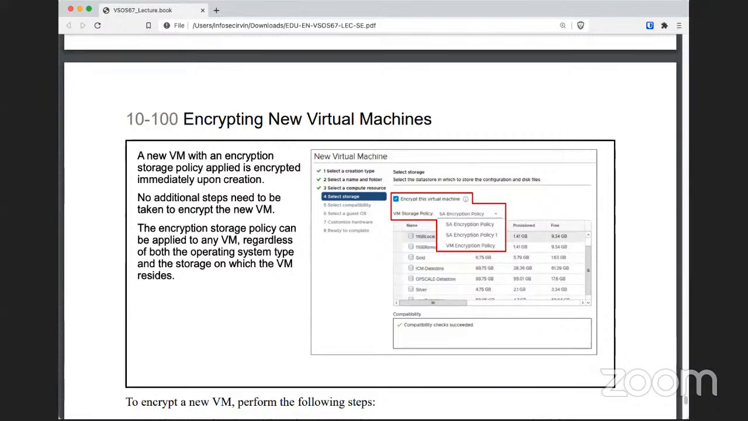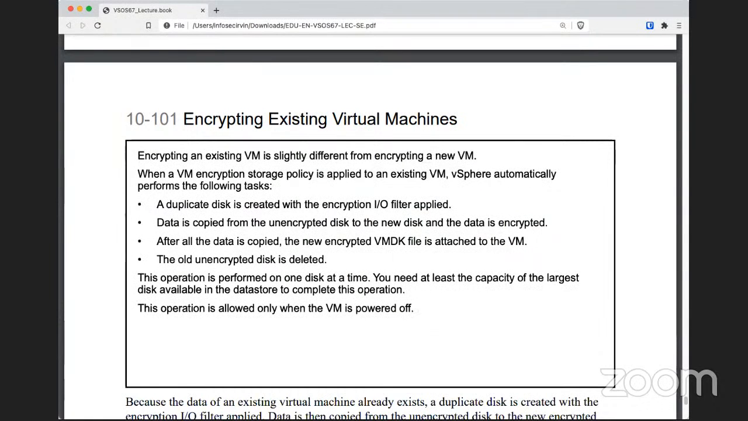And you can encrypt new VMs as well. It is possible to take an existing VM and encrypt it. It has more steps, but it is completely possible.